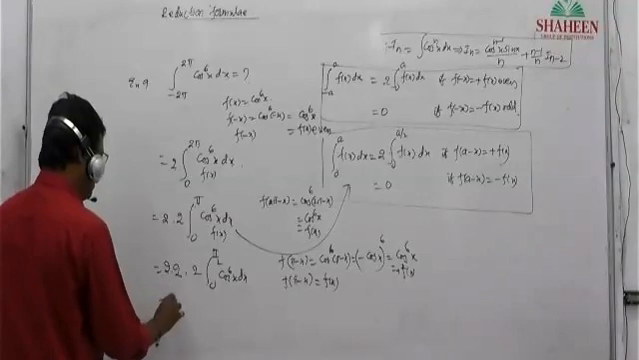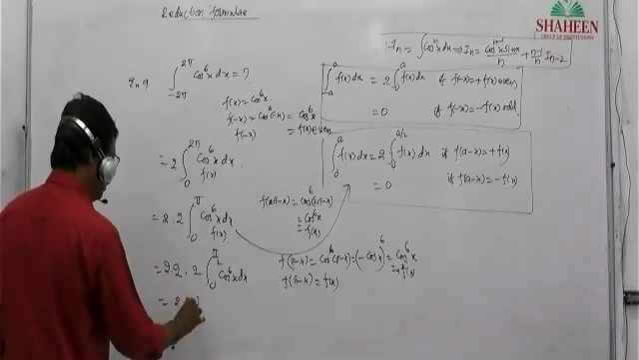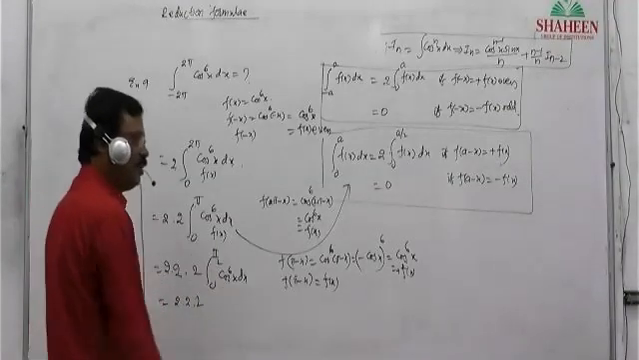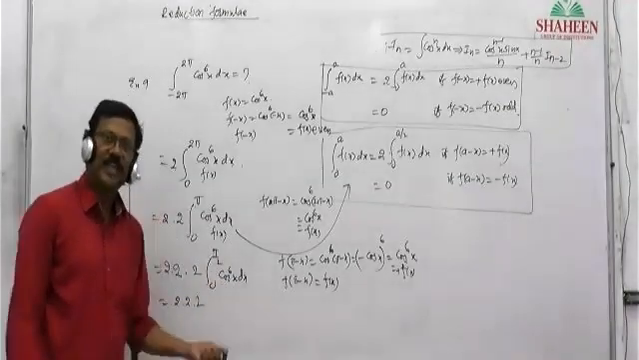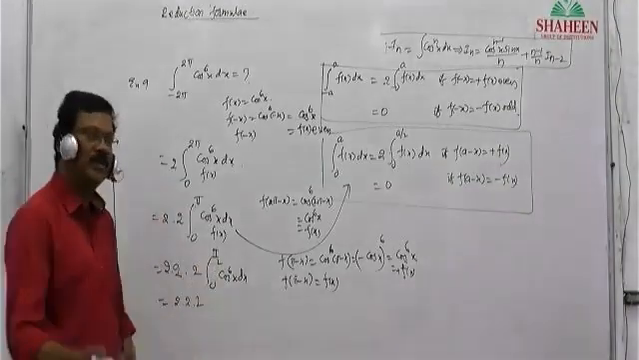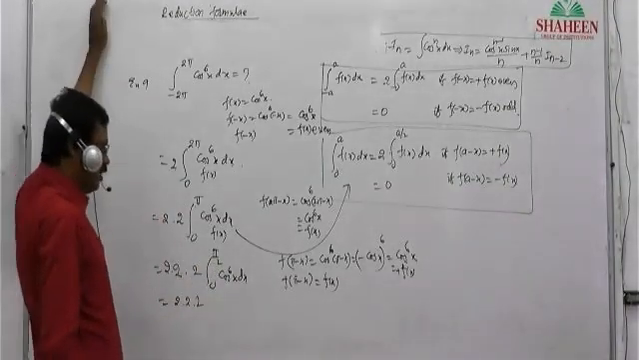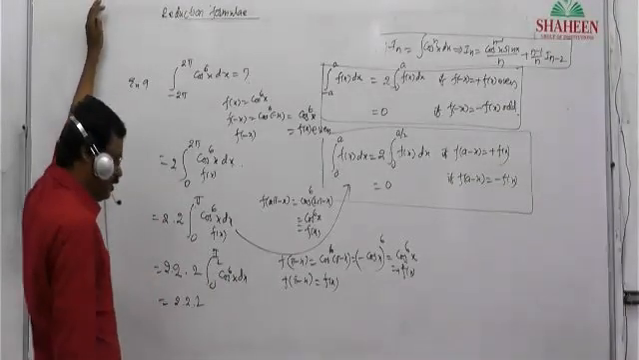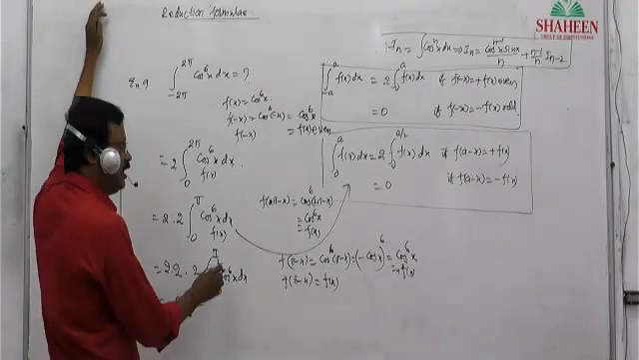This is a 2 into 2 into 2. Now, 0 to pi by 2, cos reduction. We can apply the reduction formula. Why? Because the limits are 0 to pi by 2. Limits are very, very important. Right, what is the reduction formula?